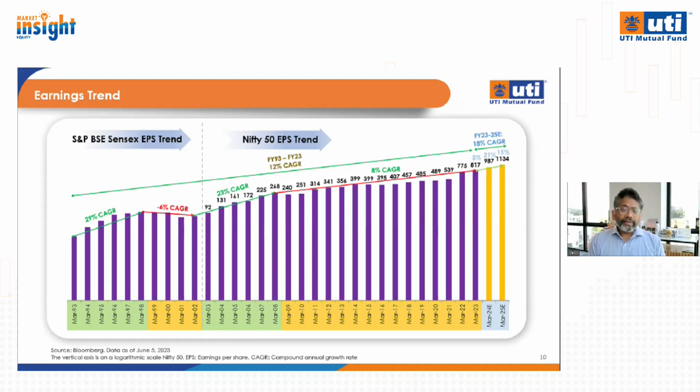But crucially, the expectation as per Bloomberg consensus for the period FY23 all the way to FY25 is that earnings are expected to grow at a CAGR of about 18%, with almost a 21% earnings growth expectation in March 24, followed by 15% earnings growth in March 25. So that's the Bloomberg consensus expectation for the next 2 years, and we'll discuss that later.